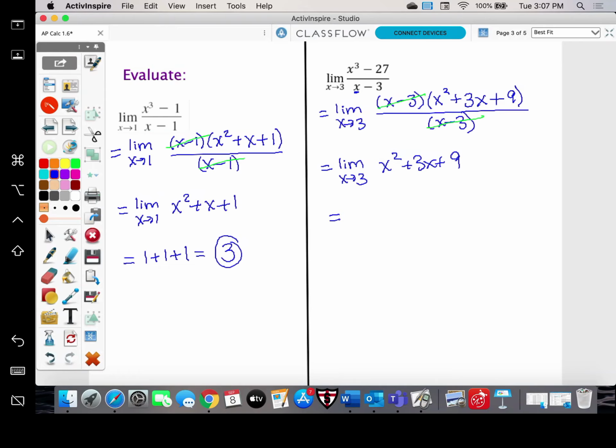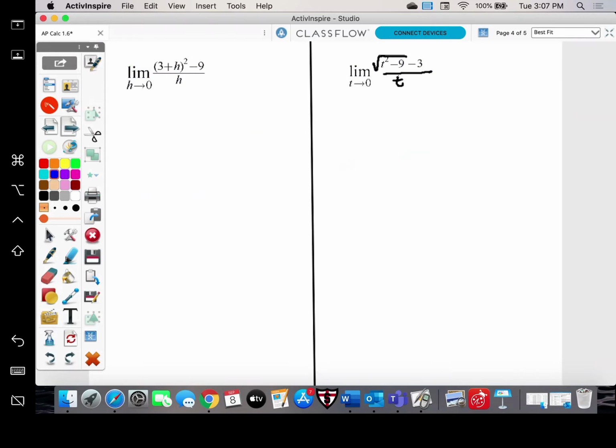Quadratic, and 3 squared, 9 plus 9 plus 9, so 27. So factoring is really nice. Not often do we actually have to factor difference of cubes. Most of the time it's other things. All right, these are a couple different ones.